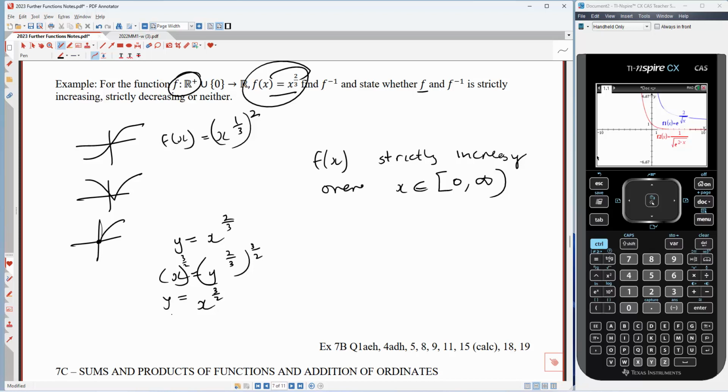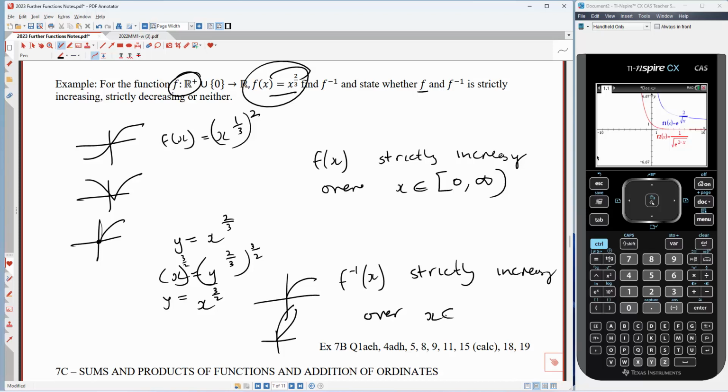Now that function is going to be x to the half, so it's the root function, then all of these values cubed. I'm not sure whether it'll go like this, parabolic, or whether it'll just spike like that, but either way we can see that f inverse of x is strictly increasing over x is an element.